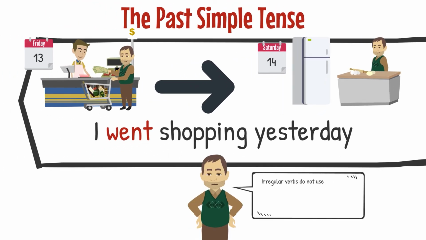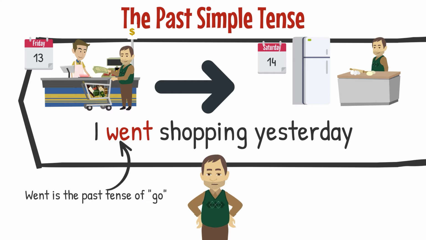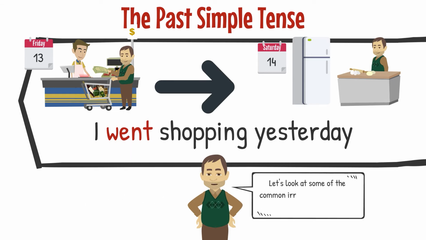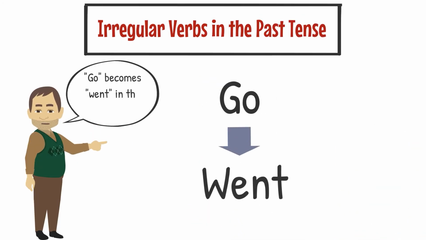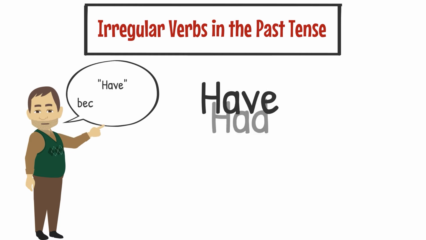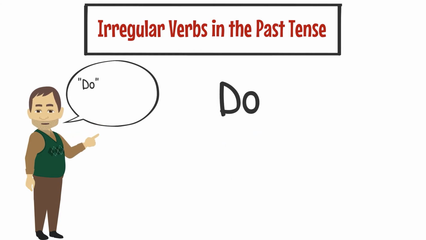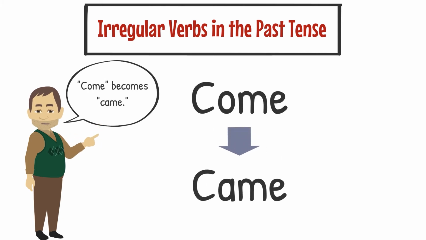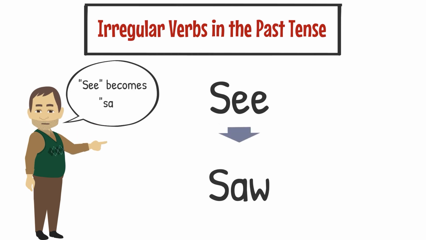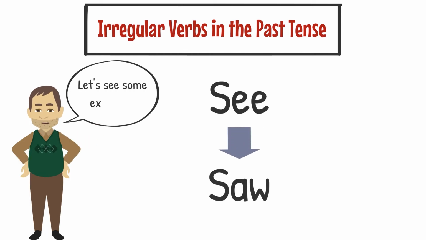Irregular verbs do not use the ed to form the simple past tense. There are no specific rules about how to form irregular verbs in the past tense. Went is the past tense of go. Let's look at some of the common irregular verbs in the past tense. Go becomes went in the past tense. Have becomes had. Do becomes did. Come becomes came. See becomes saw. Let's see some examples.